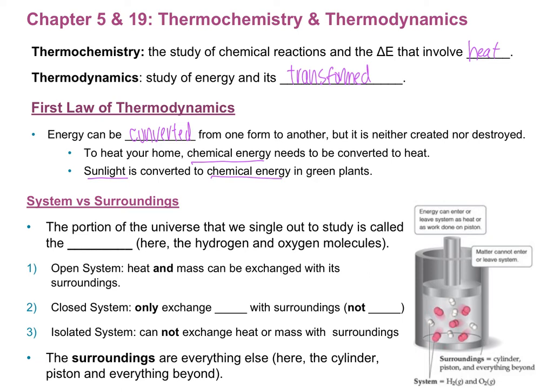So when we talk about energy being transformed, we need to think about what we are actually studying. The thing that we are studying is called the system. Generally that's a reaction or the thing that's doing the chemistry. In this little example, we have hydrogen and oxygen molecules that we're going to study as they react to form water. The inside of our cylinder here is our system, and then outside, the cylinder and the piston and everything else is our surroundings, so everything outside of that.